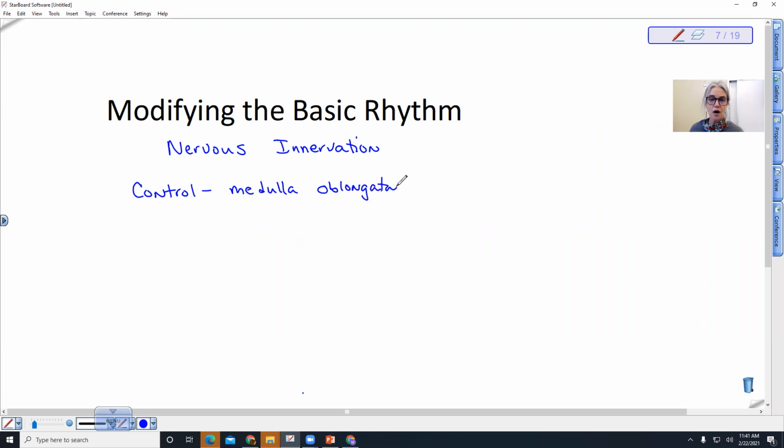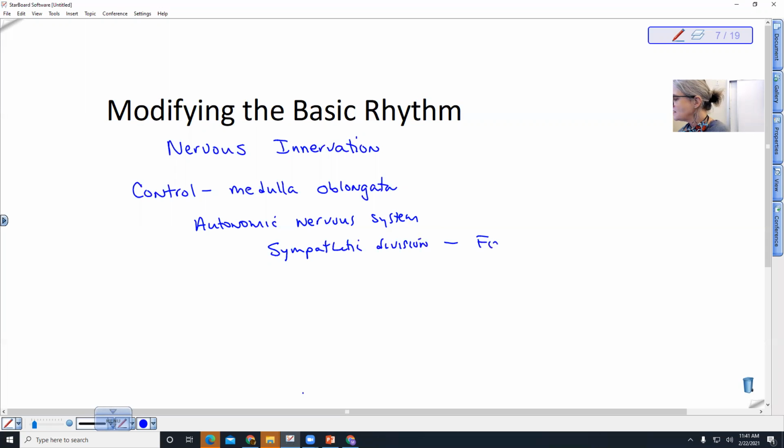That's known as your autonomic regulatory center, and these are actually called cardiac centers. So we have, as part of our autonomic nervous system, and this is unconscious, the sympathetic division. This is your fight or flight. So this is going to increase your heart rate.